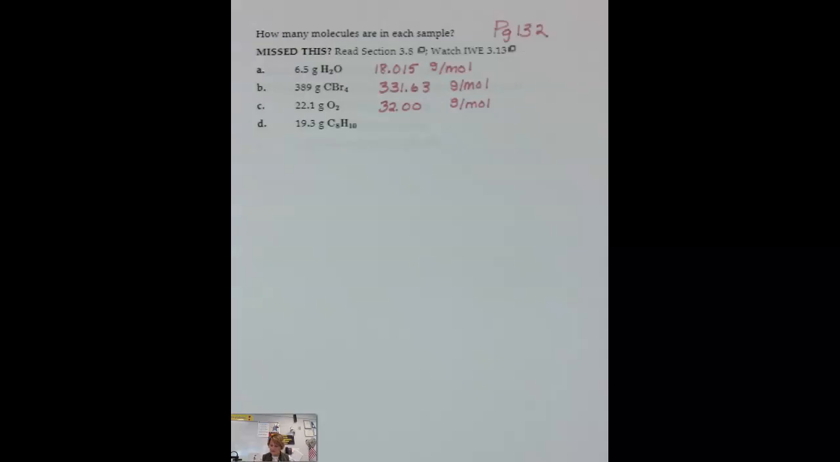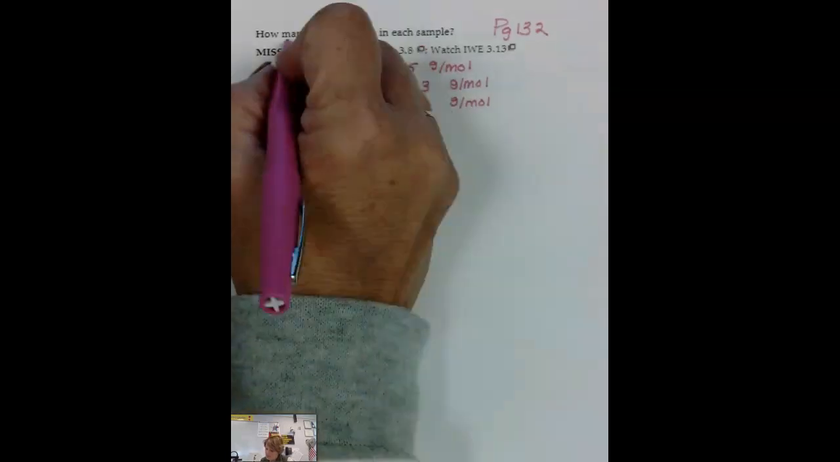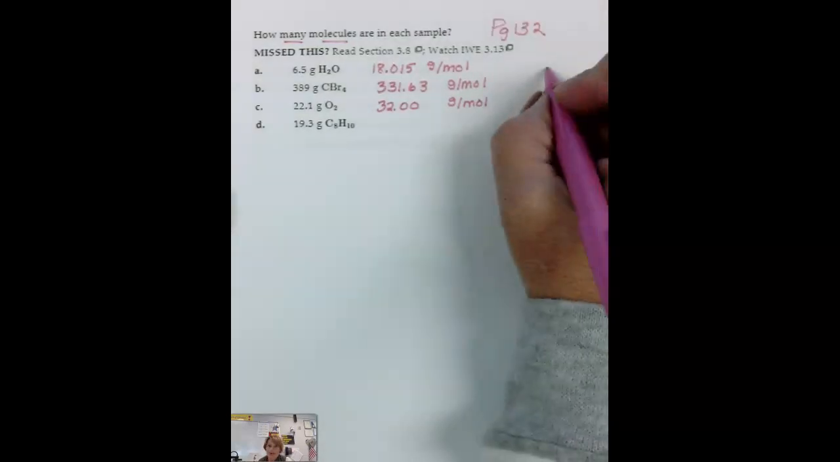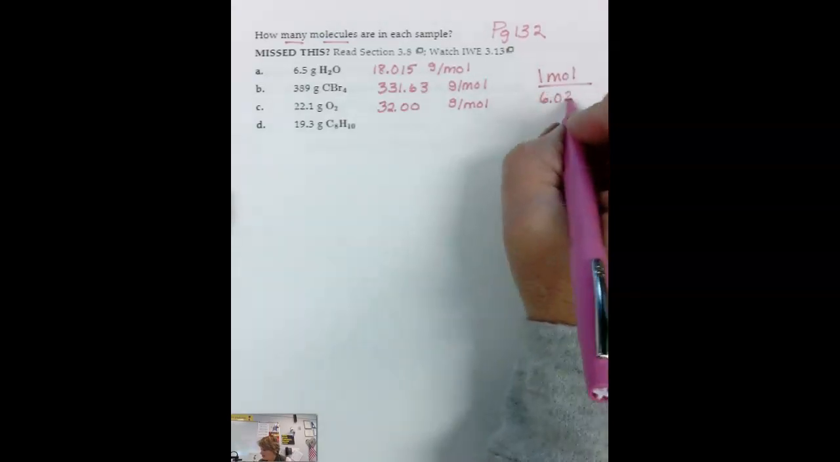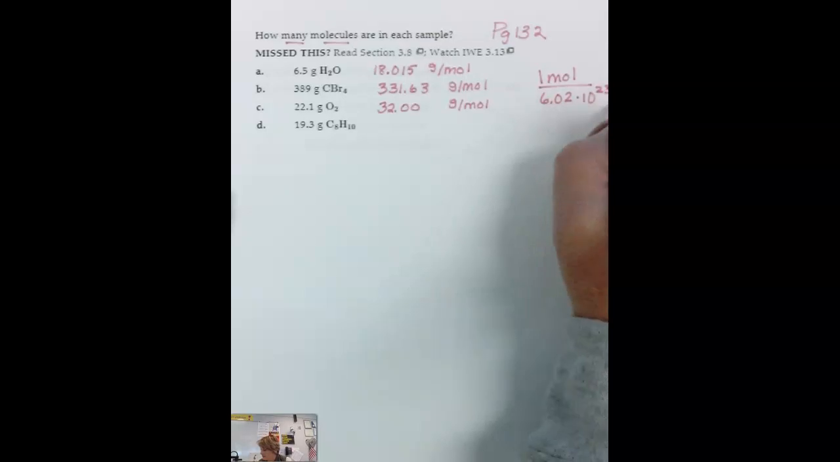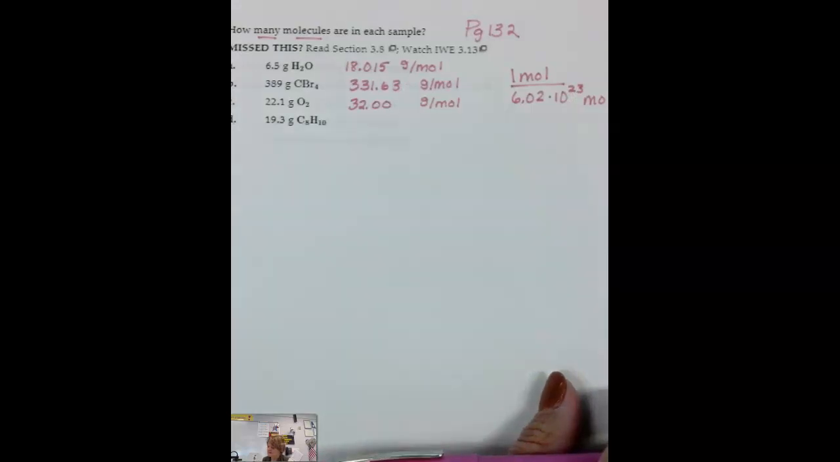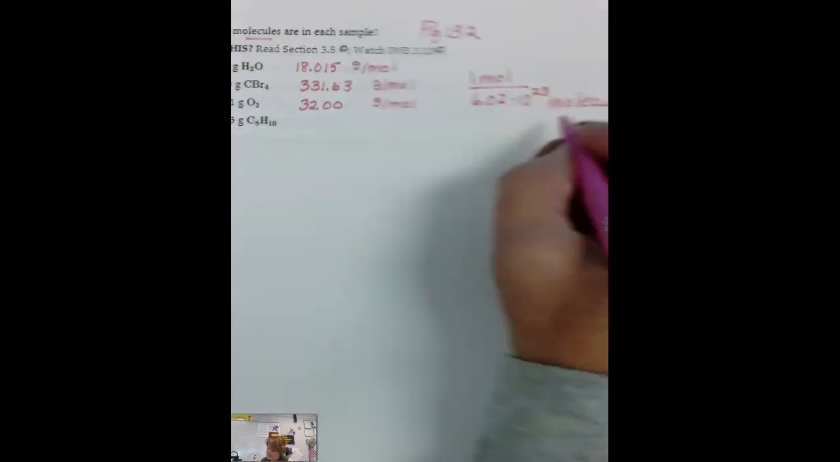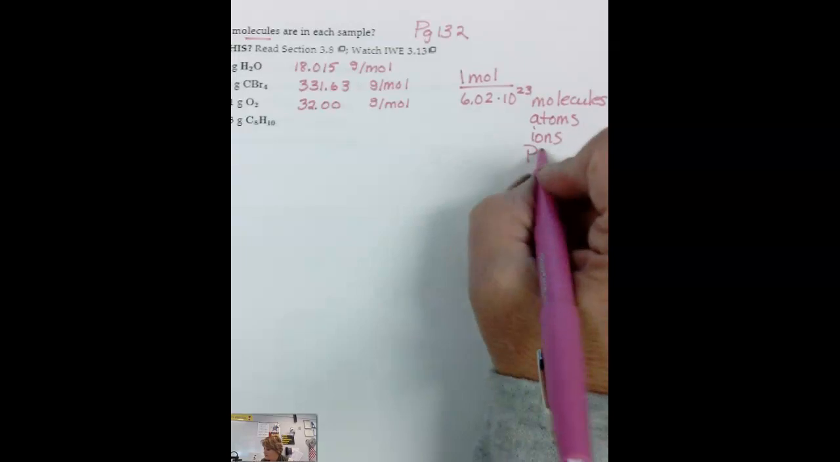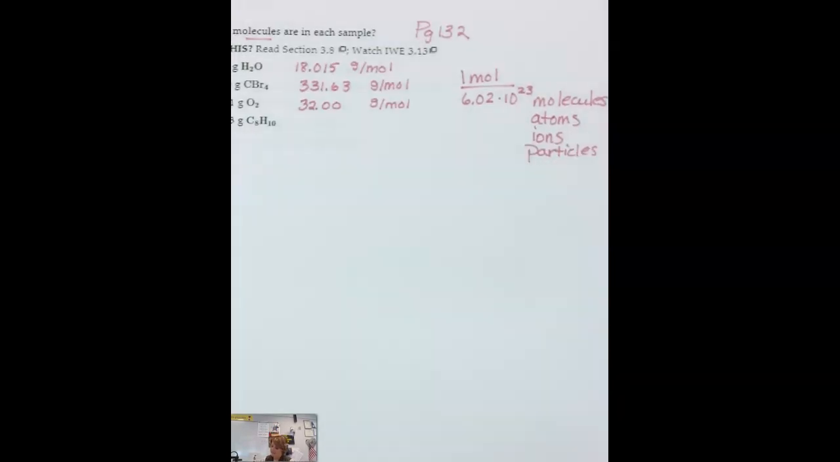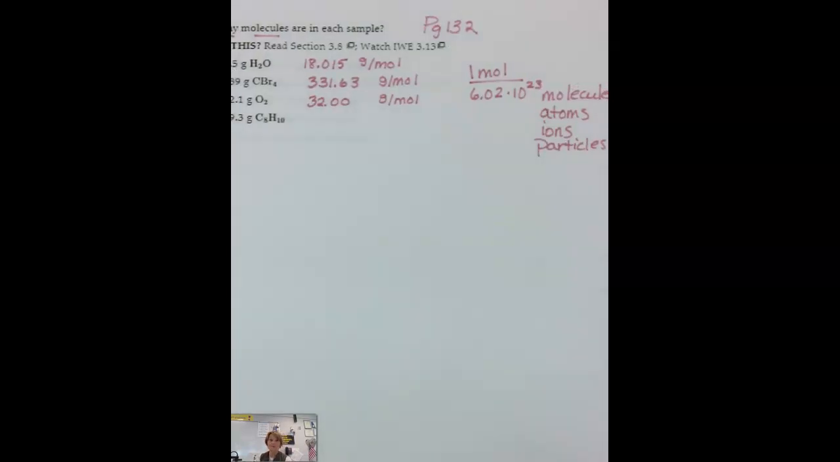Okay, and so just reviewing again how to find the number of moles. When we're looking for how many molecules we need, it is always that there is in 1 mole 6.02 times 10 to the 23rd molecules. Now that would be the same as if you were asking for atoms or ions or particles, when we're counting the number of them.